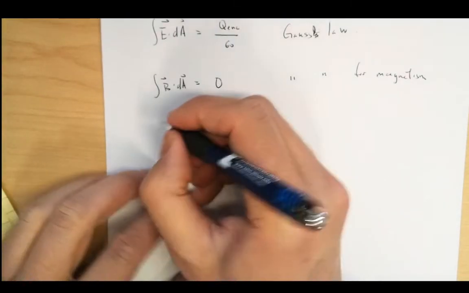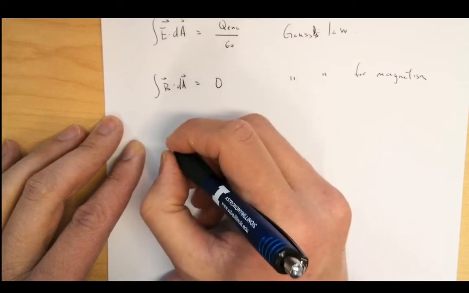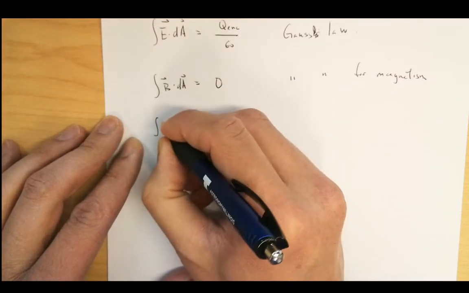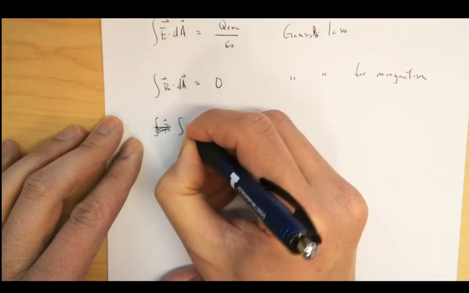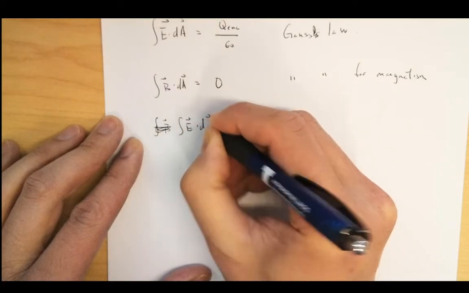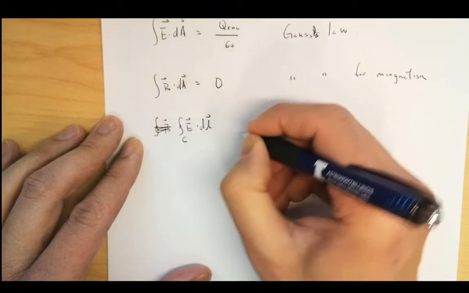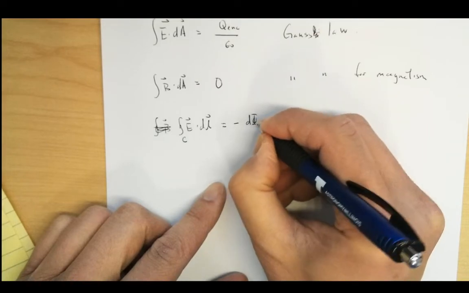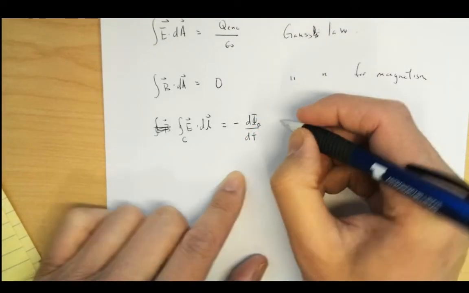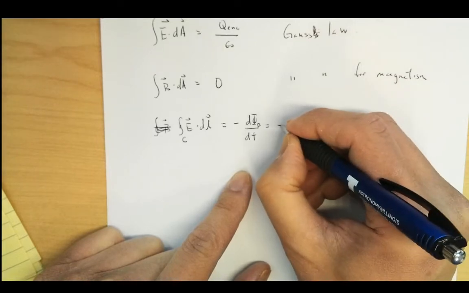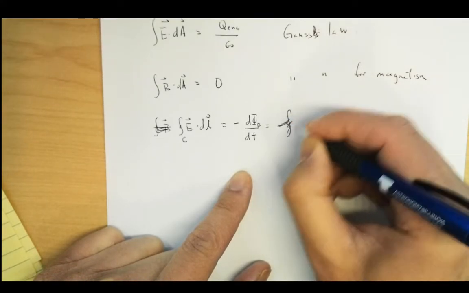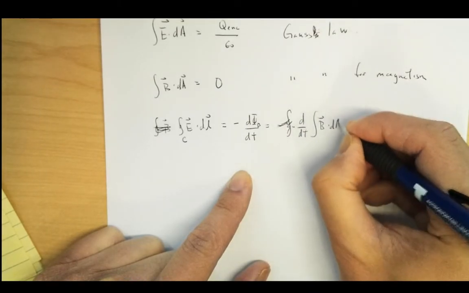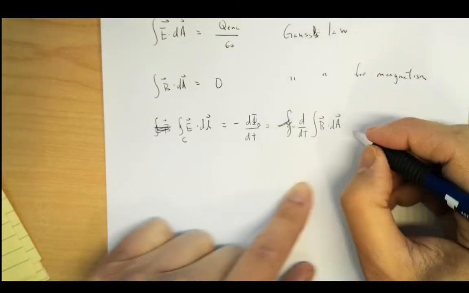All right. Next one, we have another one we worked out: the integral of E dot dl over some contour C is equal to minus d phi B dt, which is equal to, actually I should be very careful, minus d by dt of the integral of B dot dA. So this is known as Faraday's law.